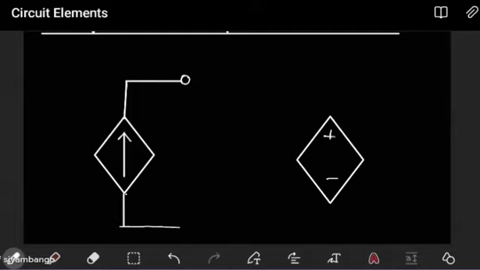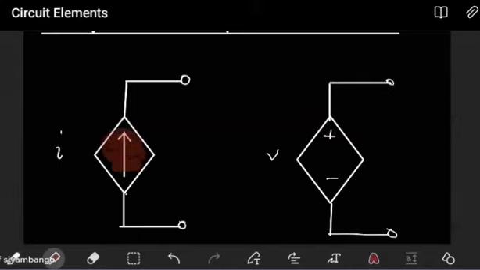So this is a dependent current source. So it is supplying current. And this one here is a dependent voltage source. So just by looking at the symbol inside your dependent source, you can conclude if it's a dependent current or a dependent voltage source. Are we okay with that part?